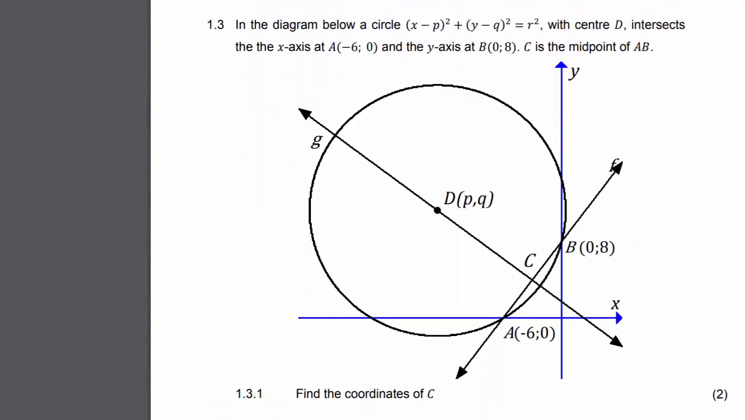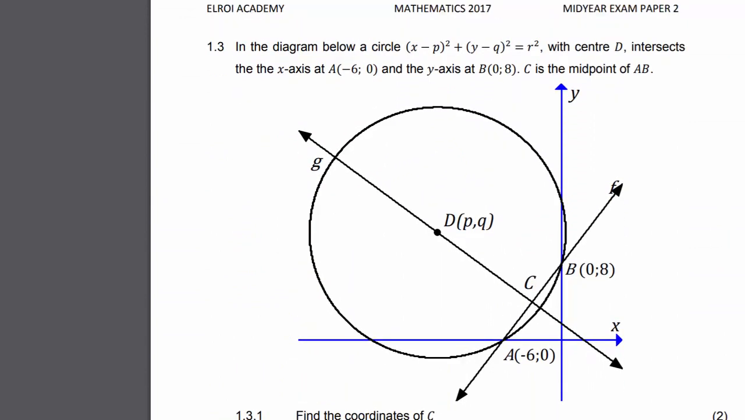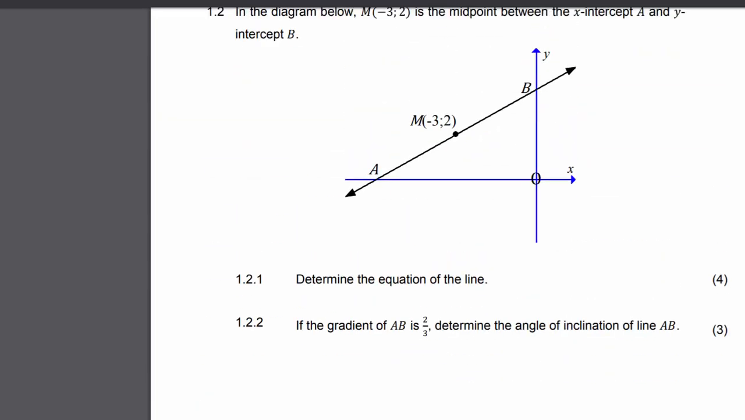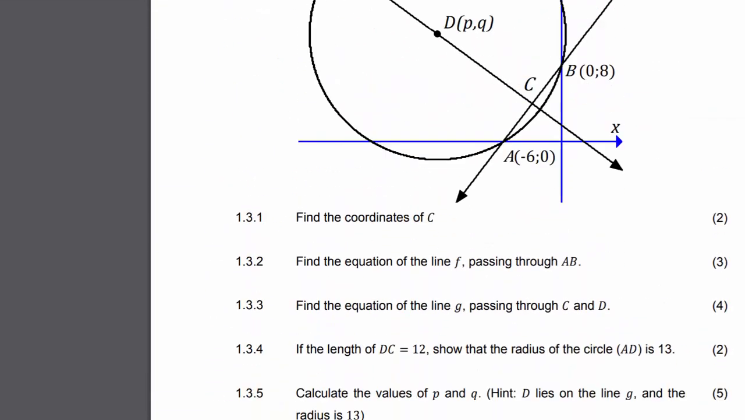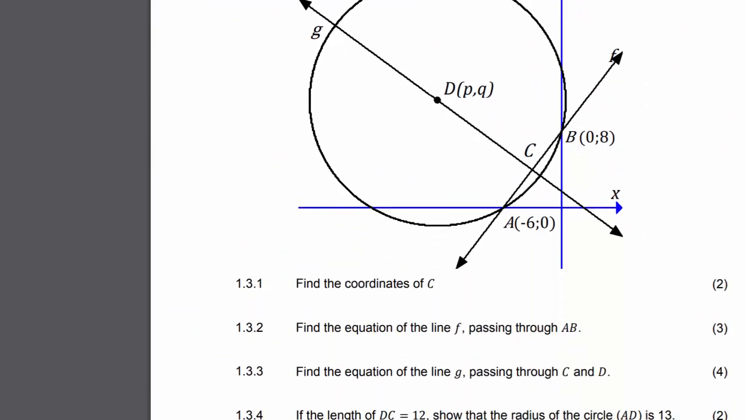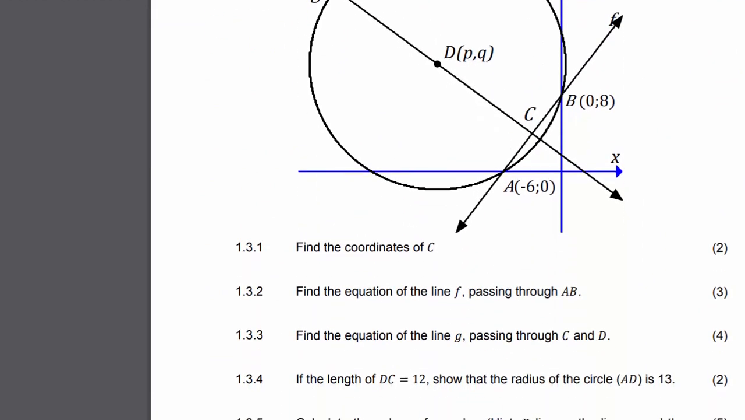Question 1.3. In the diagram below, we have a circle (x minus p) squared plus (y minus q) squared is equal to r squared, with center D. It intersects the x-axis at negative 6, 0, and the y-axis at 0, 8. C is the midpoint of AB. Okay. Maybe you'll notice it's similar to this question. I don't know if it has an influence on addressing some of the questions, but that's maybe worthy to notice.